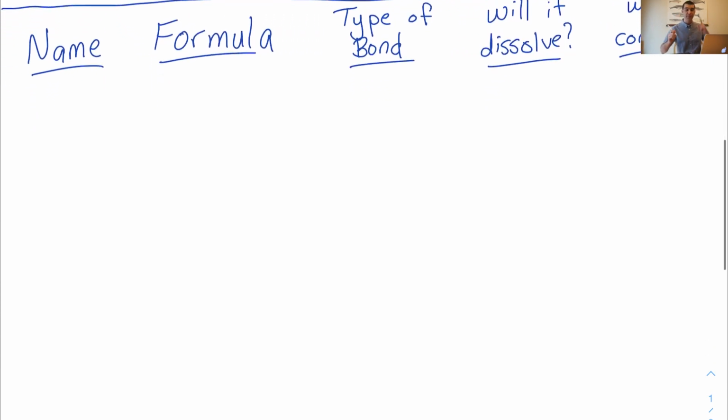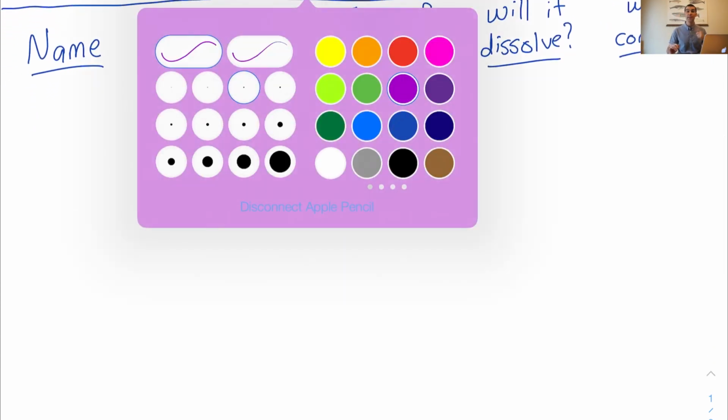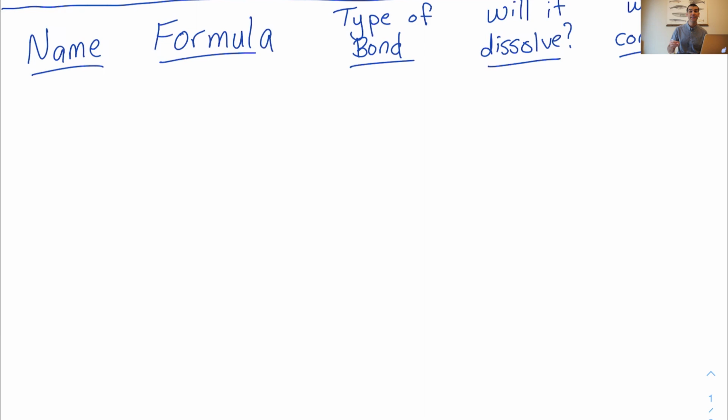All right, on the left side, I am going to give you 5 different chemicals or 5 different substances. The first one is called potassium chloride.